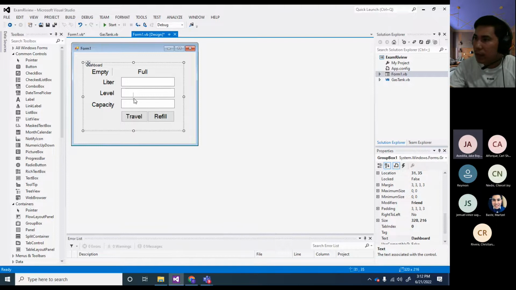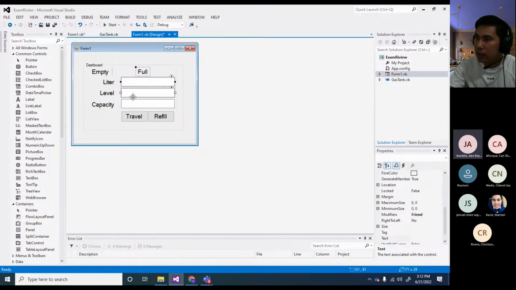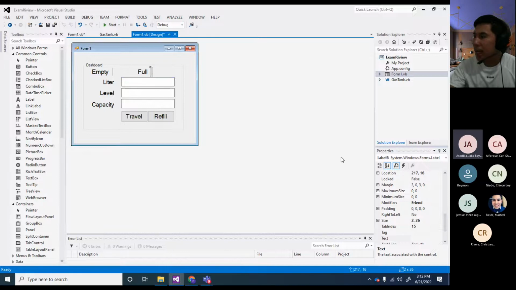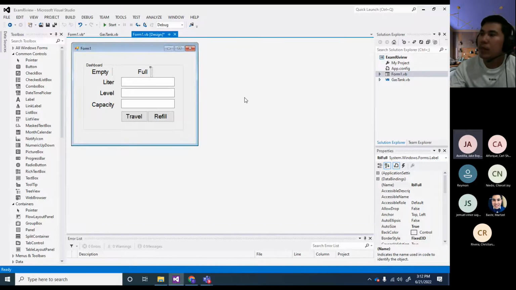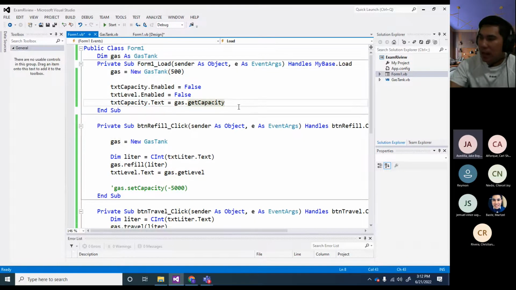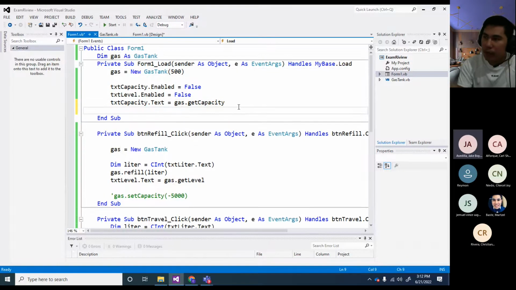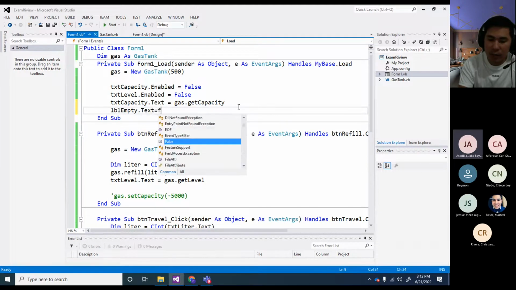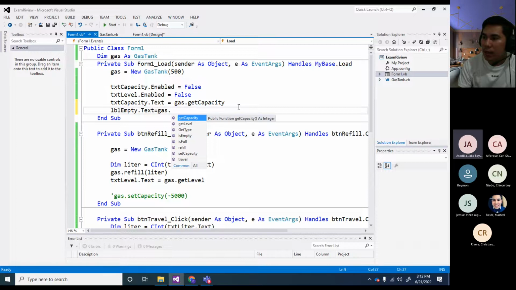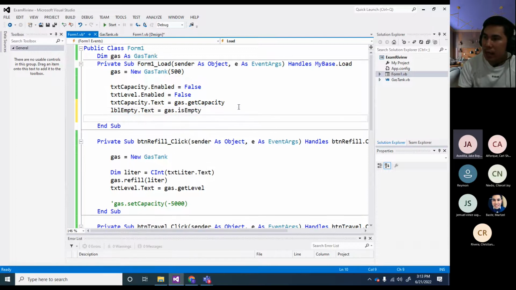Copy paste, let's put it here. Okay, ayan. Let's put LBL full here. So, yeah, we'll call it here in our tank. So, LBL empty.text equals gas.get is empty.